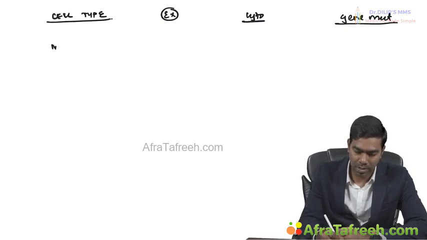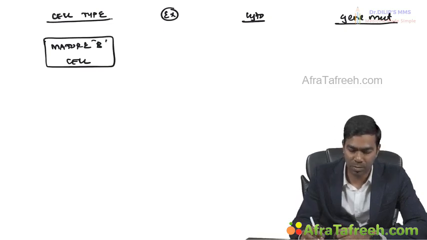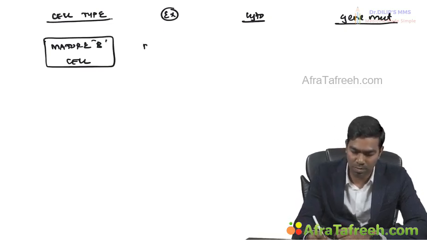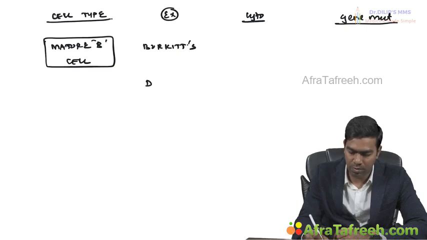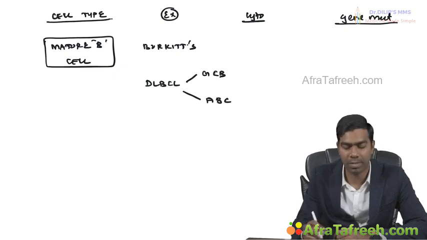So cell type, let us put mature B cell, because I told you we are not going to discuss the blastic lymphomas here. The mature B cell type. Next will be mature T cell type. In the mature B cell type, you have a lot of lymphomas. For example, you have Burkitt's lymphoma and leukemia. Then you have diffuse large B cell lymphoma. In that itself, you have two types. One is called germinal center B cell type, and the second one is called activated B cell type, called ABC type.